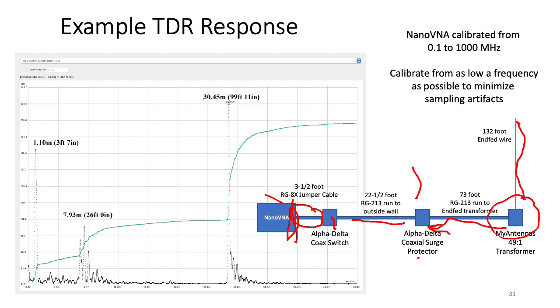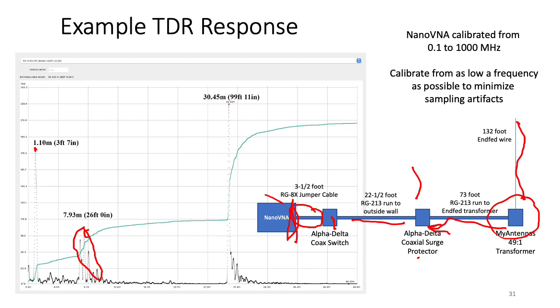One is there's a very strong reflection, as I would sort of expect at these three different discontinuities. At the Alpha Delta coax switch, which was roughly 3.5 feet out, I see a very strong reflection. At the Alpha Delta coax surge protector, I see another set of reflections. Notice that there are a number of them here, and yet you would expect just a single one from that coax surge protector, certainly at low frequencies.